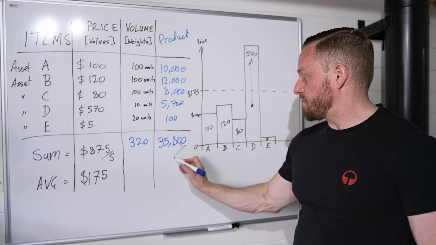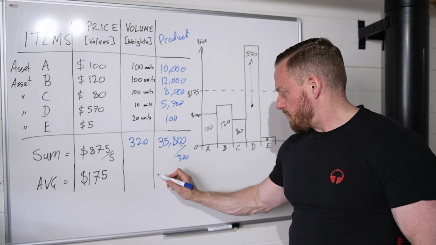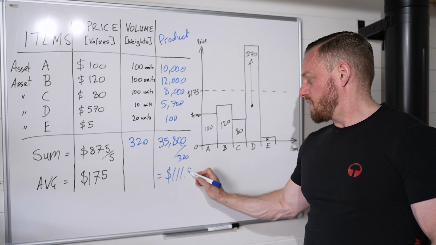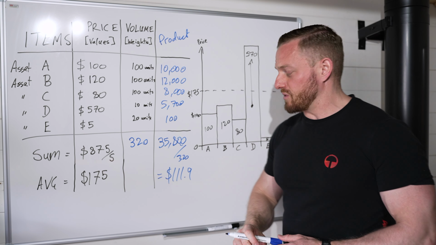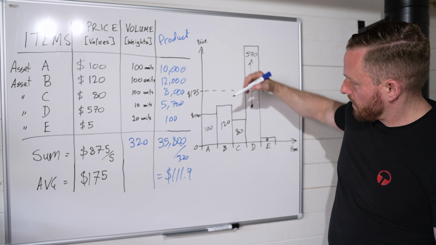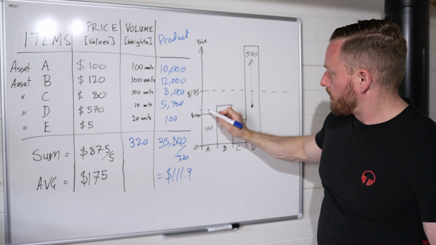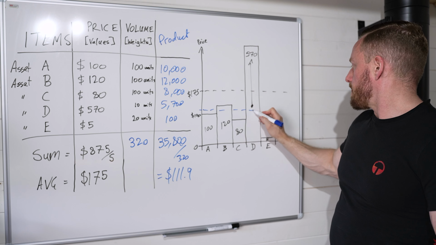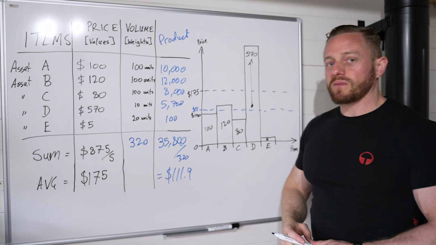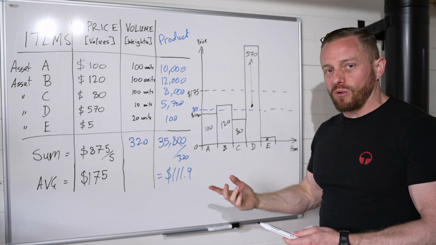So 35,800 divided by 320. And that will come to $111.9 from my notes. So now if we plot that amount on the chart, that would come in much closer to the $100, around about there. So 111. Now, obviously, this weighted average price is much lower than the simple average price.